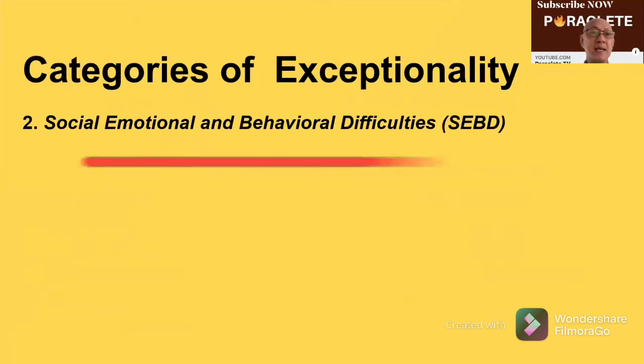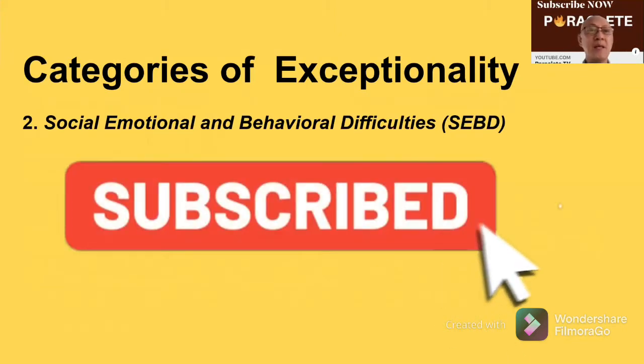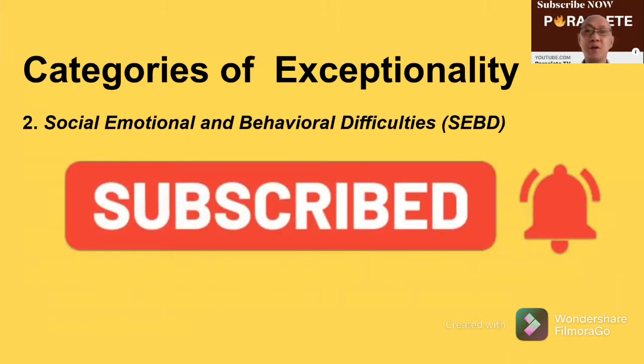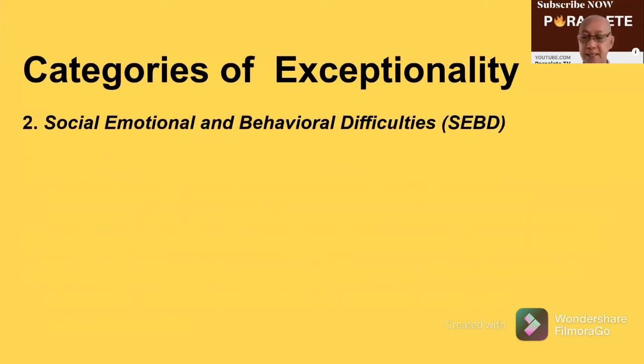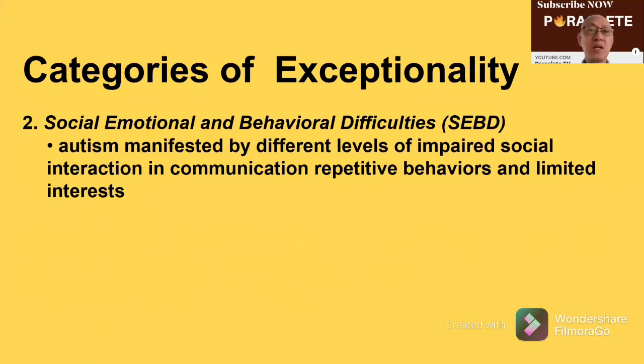Next, number 2, we have the social, emotional, and behavioral difficulties, or SEBD. Under the social, emotional, and behavioral difficulties, the first type is called autism. And what is autism? Autism can be manifested in different levels of impaired social interaction and communication, repetitive behaviors, and limited interest.